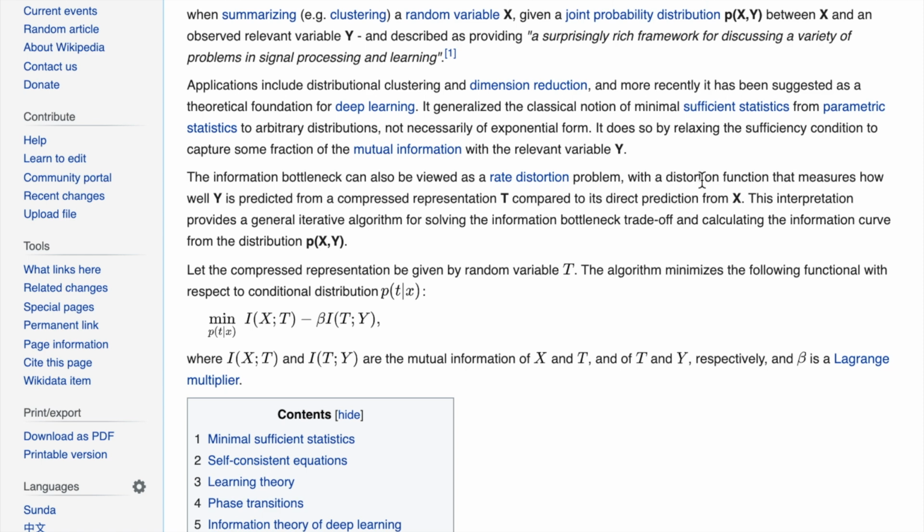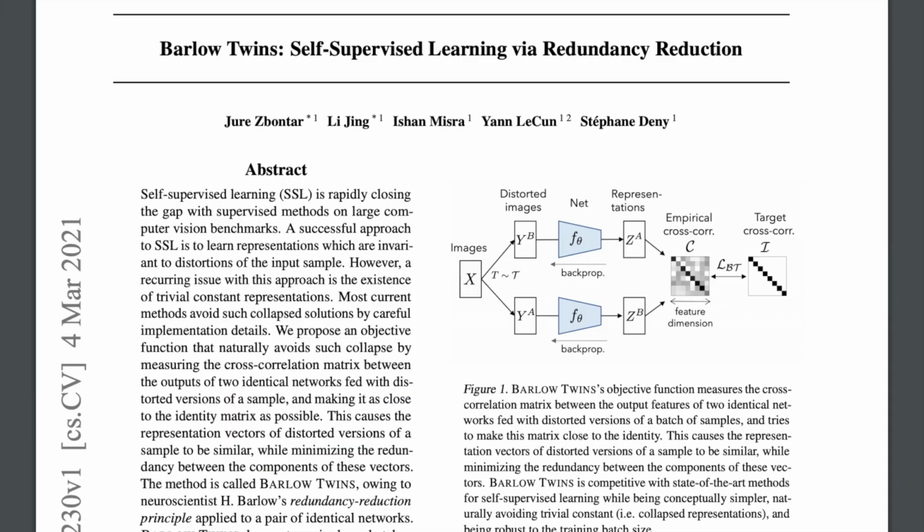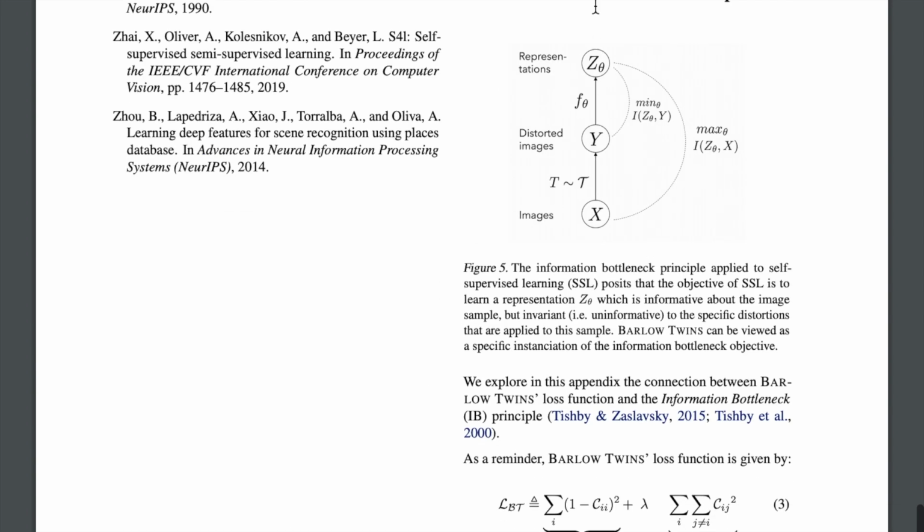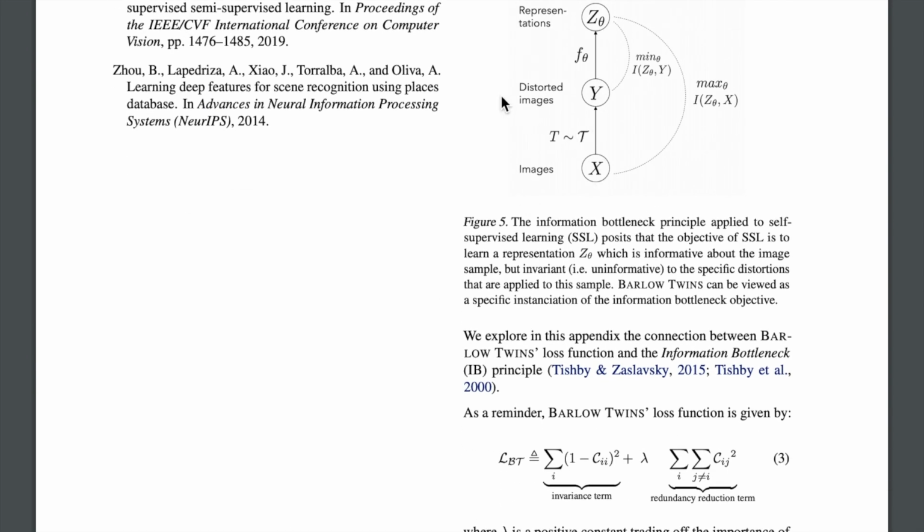Described here is a distortion function that measures how well y is predicted from a compressed representation t compared to its direct prediction from x. And this is also shown really well at the end of the paper, Appendix A, comparing this idea of how well you predict Z from this compressed representation. So Z are the compressed representations, Y is the data augmentation views of the original image, and this idea of these flows of information is the information bottleneck principle.